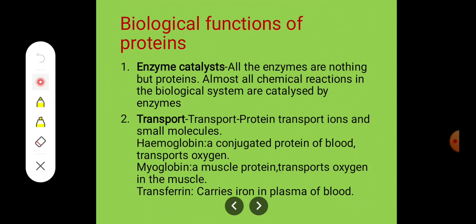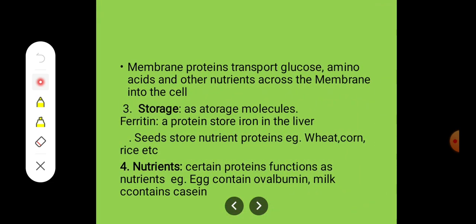Transport proteins: we will remember hemoglobin, which transports oxygen, myoglobin, which transports oxygen in the muscle, and transferrin, which carries iron in the plasma of the blood. Next, storage protein: ferritin stores iron in the liver. Seeds store nutrient proteins, for example wheat, corn, rice. Nutrients: certain proteins function as nutrients, for example egg contains albumin and milk contains casein.